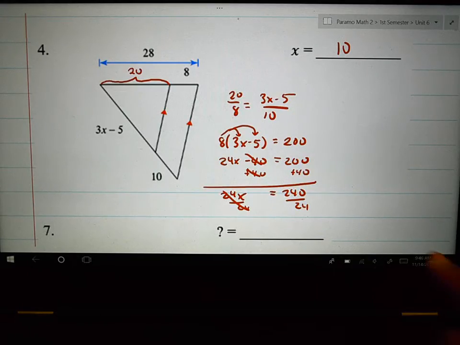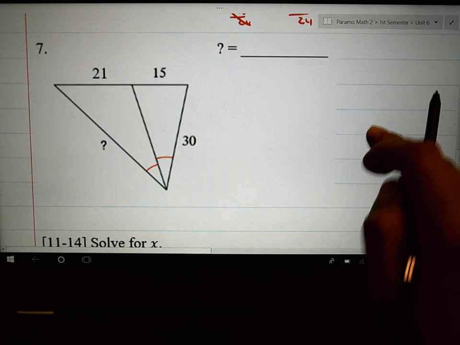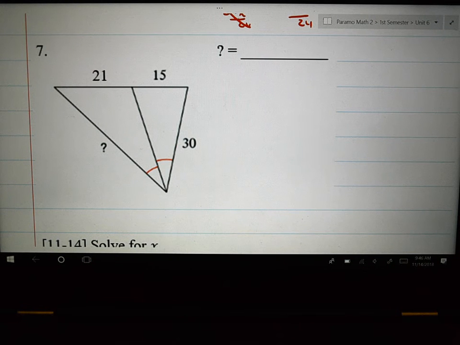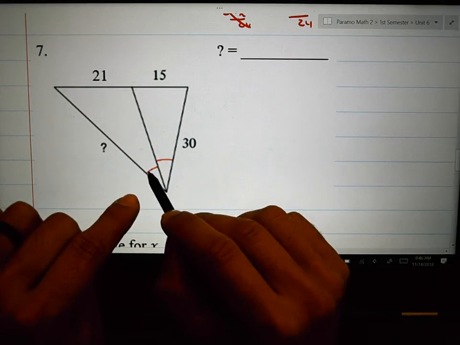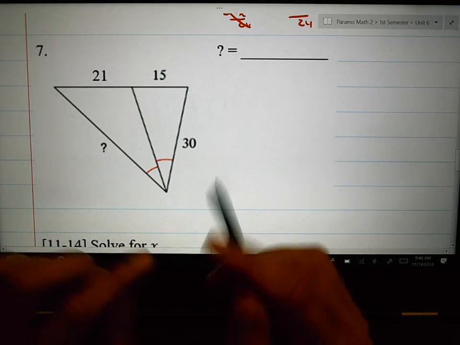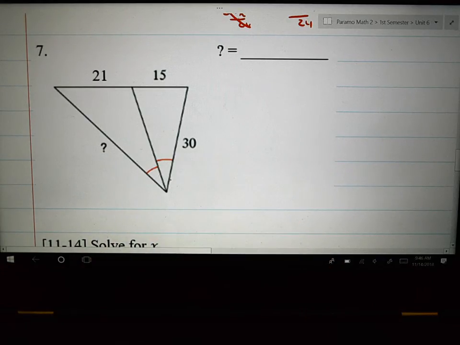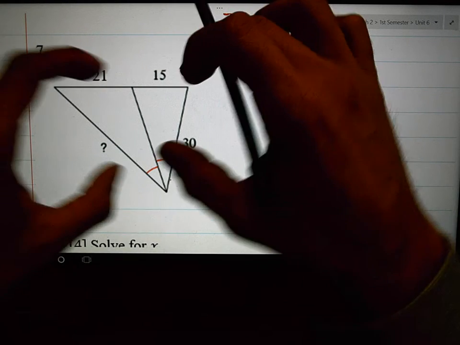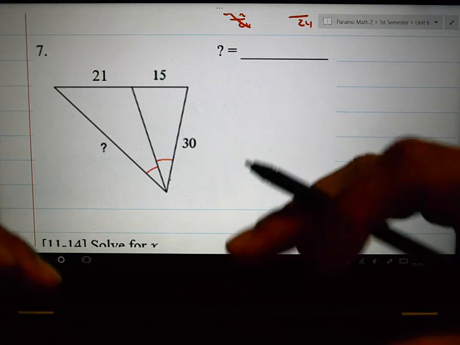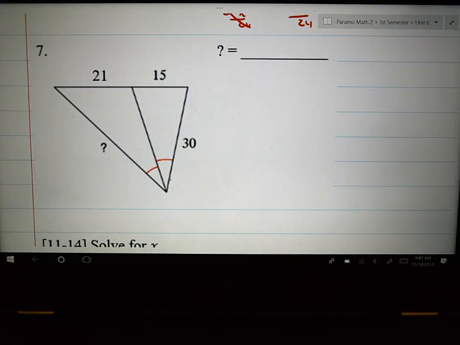2 more examples. Number 7 is the next one. This is the angle bisector theorem. I know it's the angle bisector because I have 2 angles that are equal to each other. If these 2 angles are equal to each other, then this is an angle bisector. If this is an angle bisector, then the right side and the left side are going to be in proportion to each other. And it doesn't matter which one you pick as long as you follow the same order.